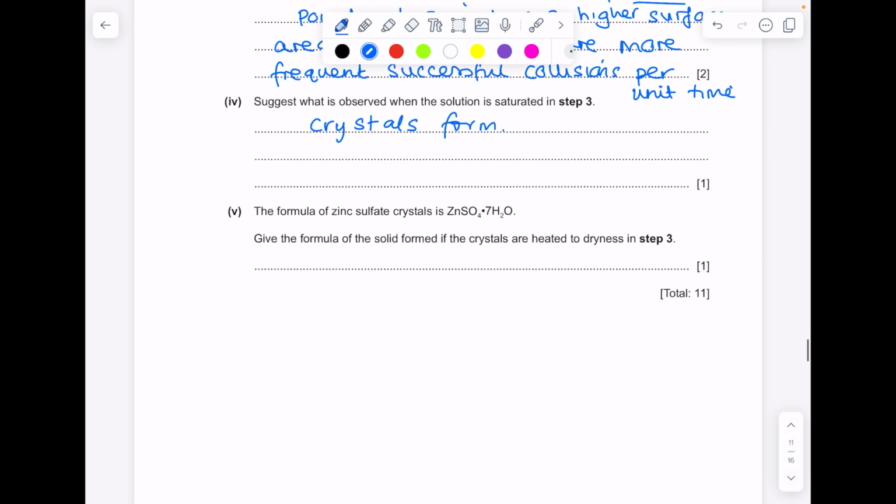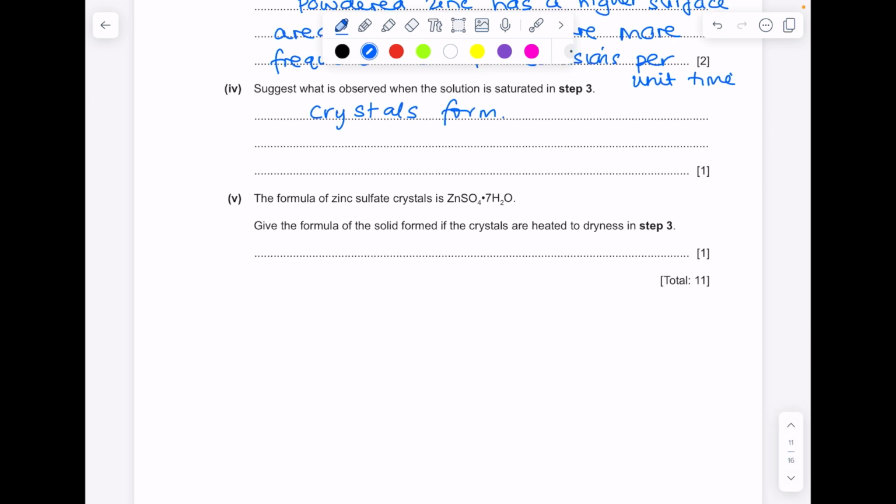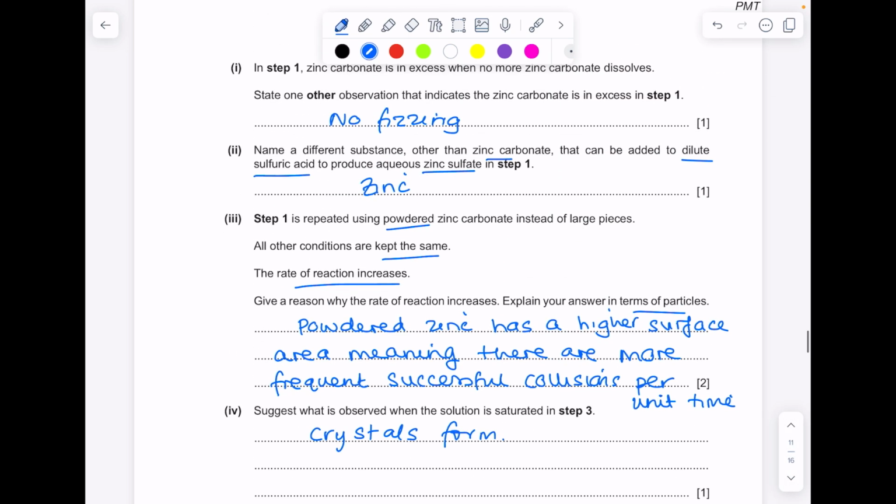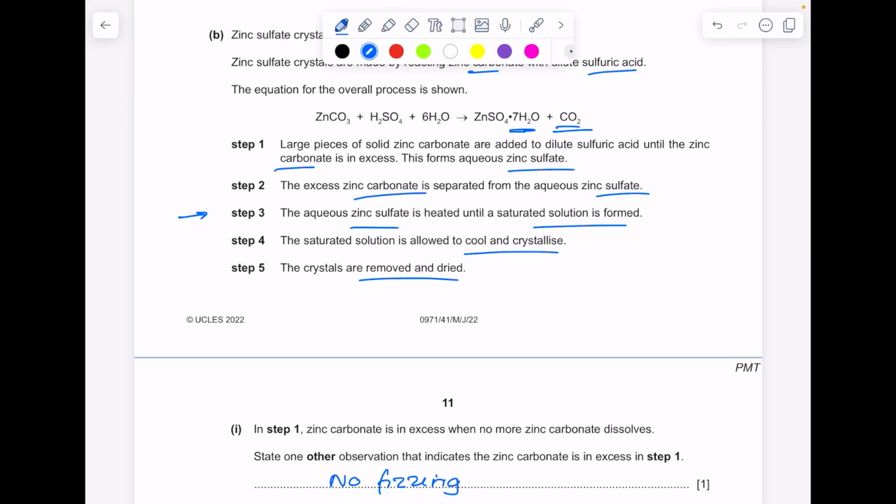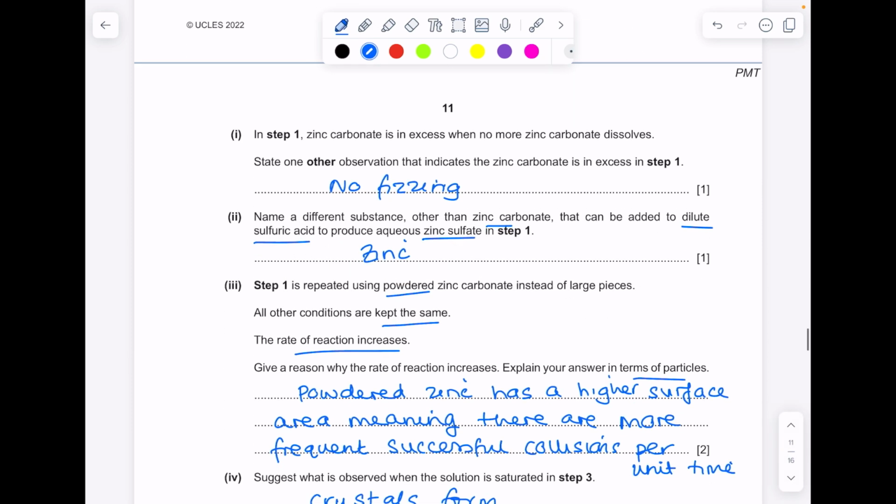The formula of zinc sulfate crystals is this. Give the formula of the solid formed if the crystals are heated to dryness in step 3. So you wouldn't have that combination with water, you just have the zinc sulfate. So that's ZnSO4.